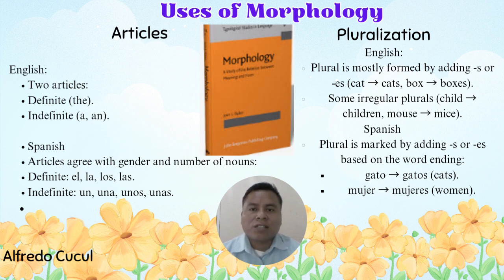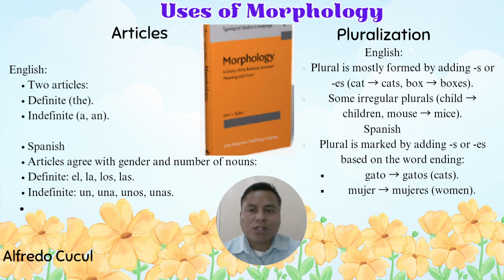In English, articles are simpler, with one definite article, the, and two indefinite articles, a and an, which don't change with gender or number. And in Spanish, articles must agree with the gender and number of nouns, such as el and la for singular definite forms, and un or una for singular indefinite forms. This contrast highlights the need for learners to pay attention to nouns and agreement rules in Spanish.